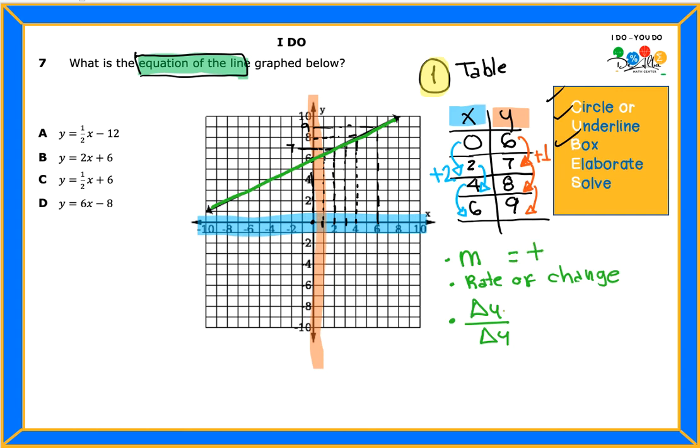Now, how do we find it? How do we find this value? By dividing the changes on the y over the changes on the x. This one was an x.